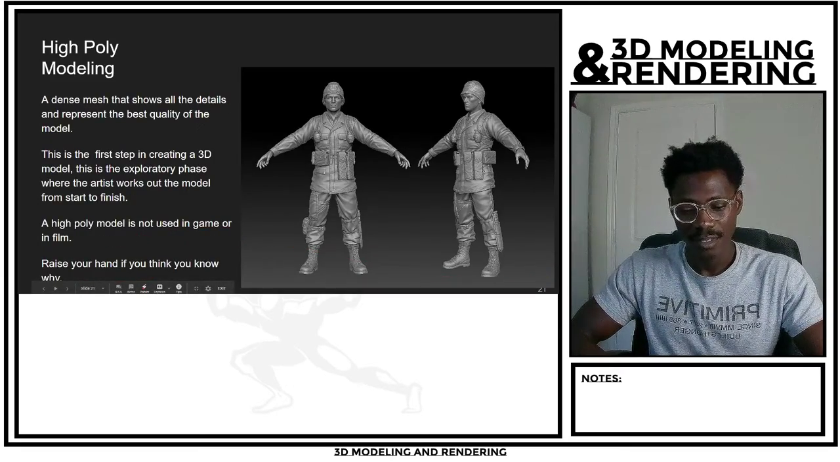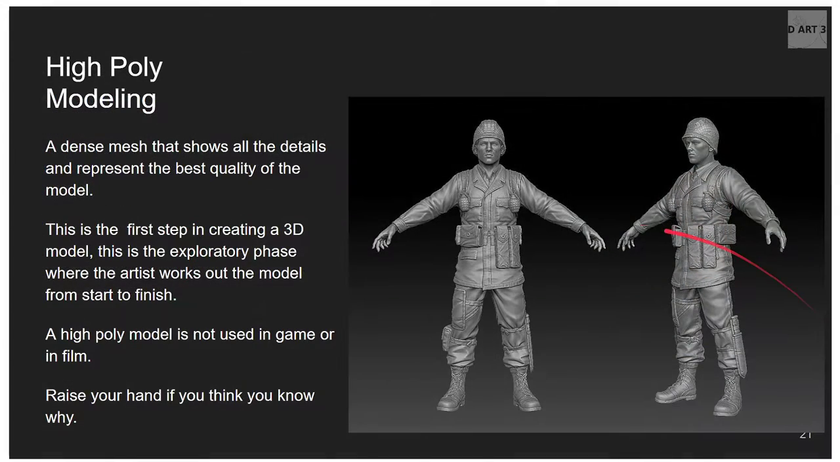All right? So the high poly model is a dense mesh that shows all of the details and represents the best quality of the model. This is the first step in creating a 3D model. This is the exploratory phase where the artist works out the model from start to finish. A high poly model is not used in game or in film.